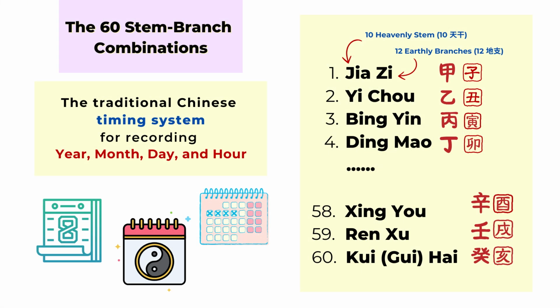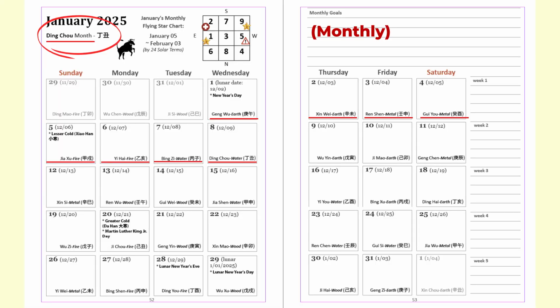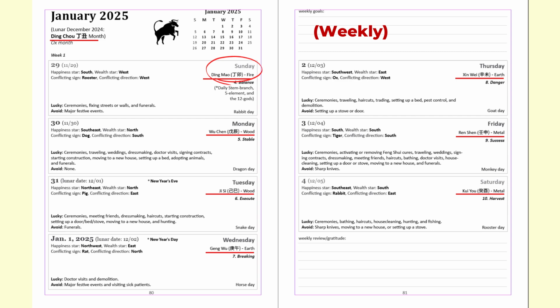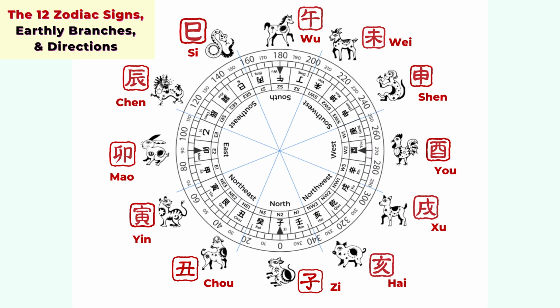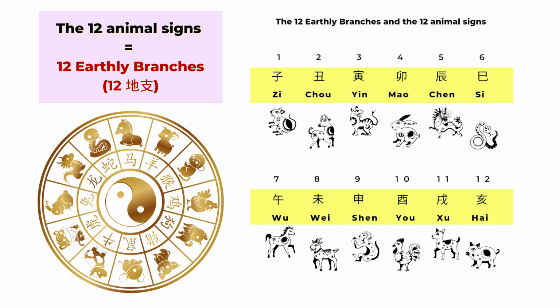One major part of the traditional Chinese calendar is the 60 stem branch combinations. And I show the 60 combinations in both the monthly and the weekly sections. Most of us know about the 12 animal signs. The 12 animal signs are basically the same as the 12 earthly branches. So they are in a certain order, and they have different relationships within the 12 earthly branches.